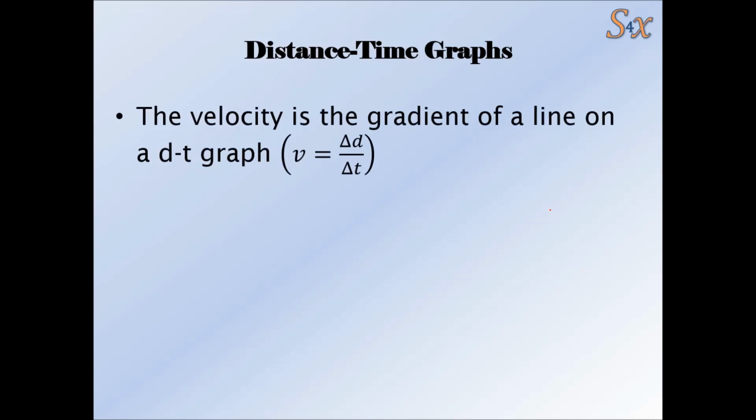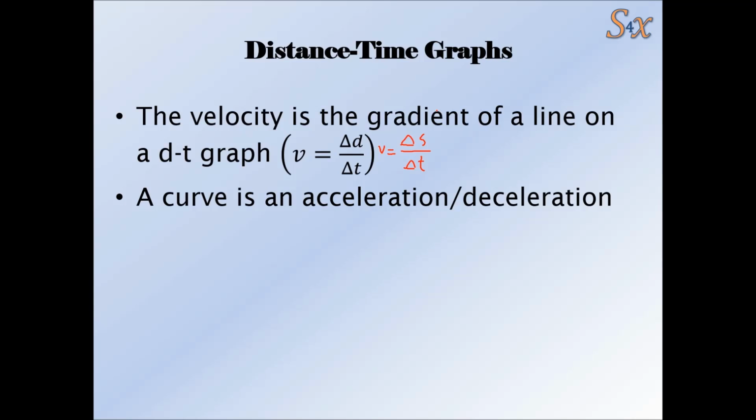So just a quick summary of that. The velocity is the gradient of a line on the distance time graph. So we can write that as v is delta d over delta t, or note that we sometimes use delta s for distance. Okay, so you might see it written like that. You'll see s used for displacement quite a lot in the next few sections, okay, especially in the constant acceleration lesson next time. And a curve is an acceleration or a deceleration, as we've just talked about.